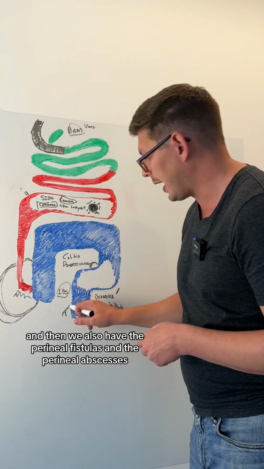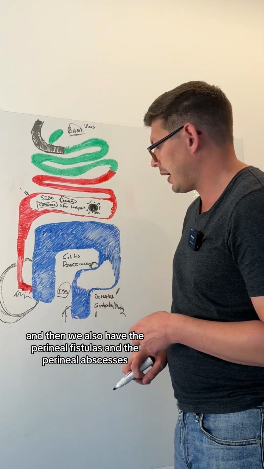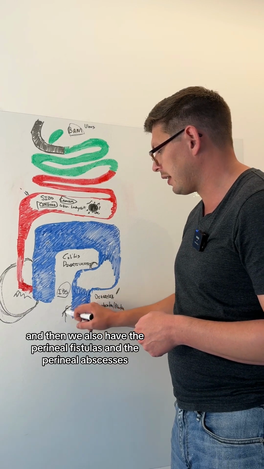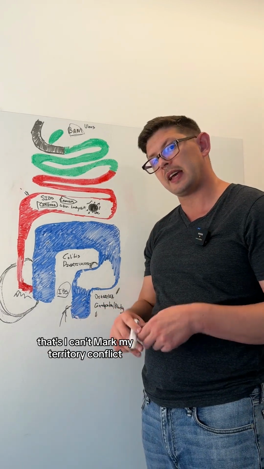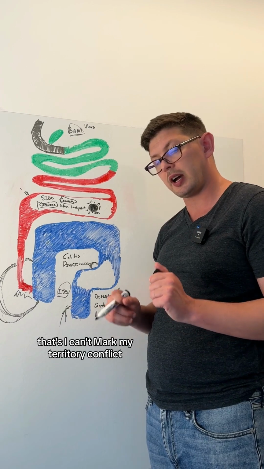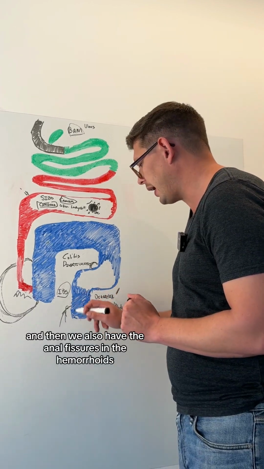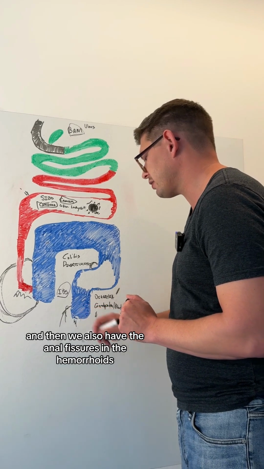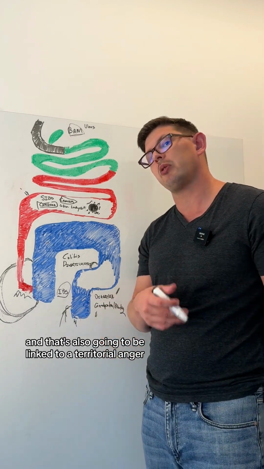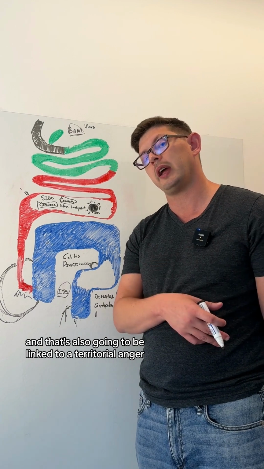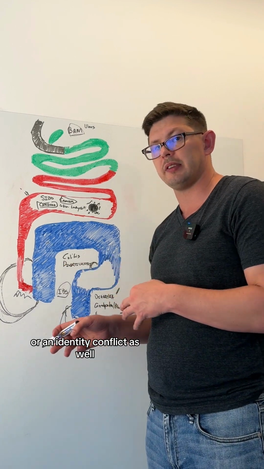And then we also have the perianal fistulas and the perianal abscesses. That's the I can't mark my territory conflict. And then we also have the anal fissures and the hemorrhoids. And that's also going to be linked to a territorial anger or an identity conflict as well.